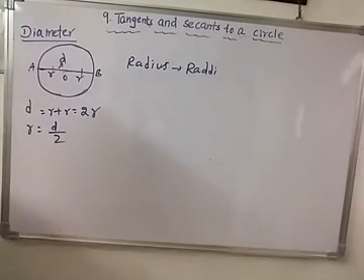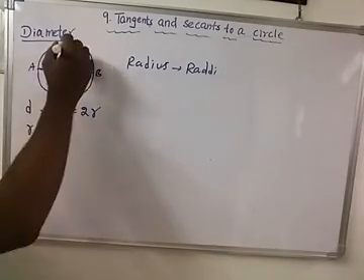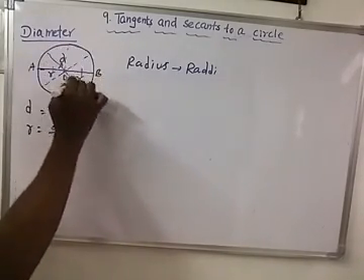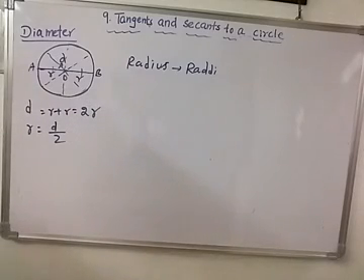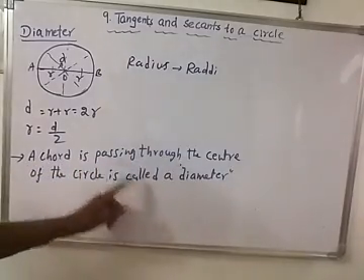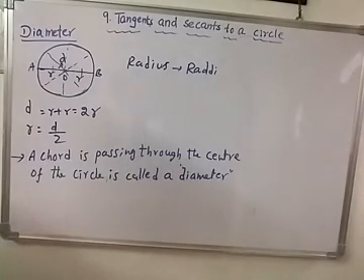Now, how many diameters of the circle can we draw? Many. This is one diameter, this is one diameter, this is one diameter. So we can draw many diameters of the circle. A chord passing through the center of the circle is called a diameter.